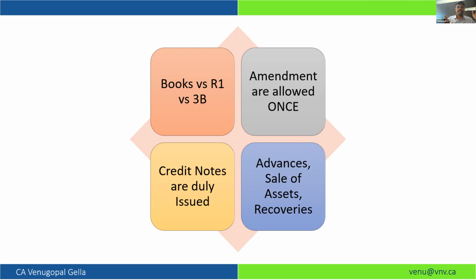Assuming it is not matching, can I correct it? Yes, you can correct it. In April, you can correct it? Yes, you can correct it in April. You have Table 10 and Table 9 where you can make the respective amendments: for B2C in Table 10, and for B2B debit notes and credit notes in Table 9.